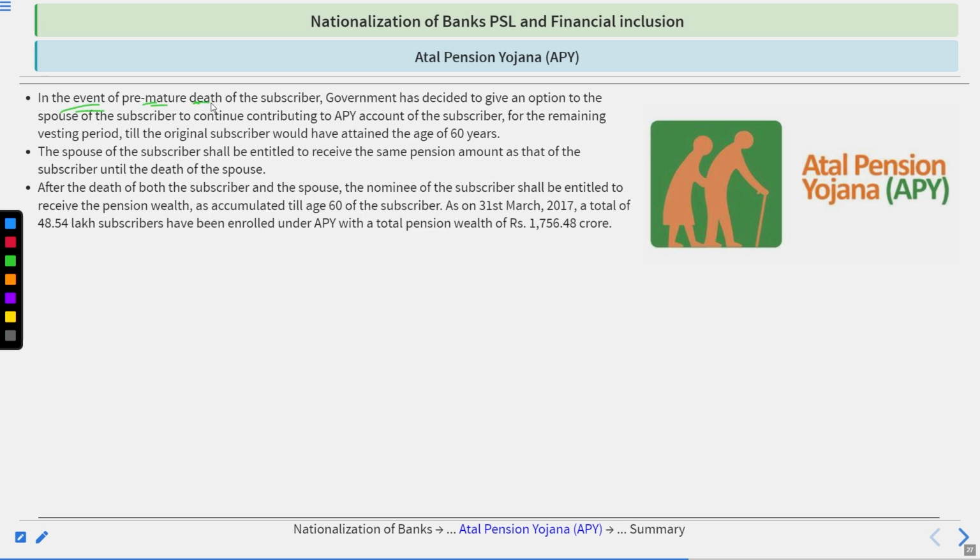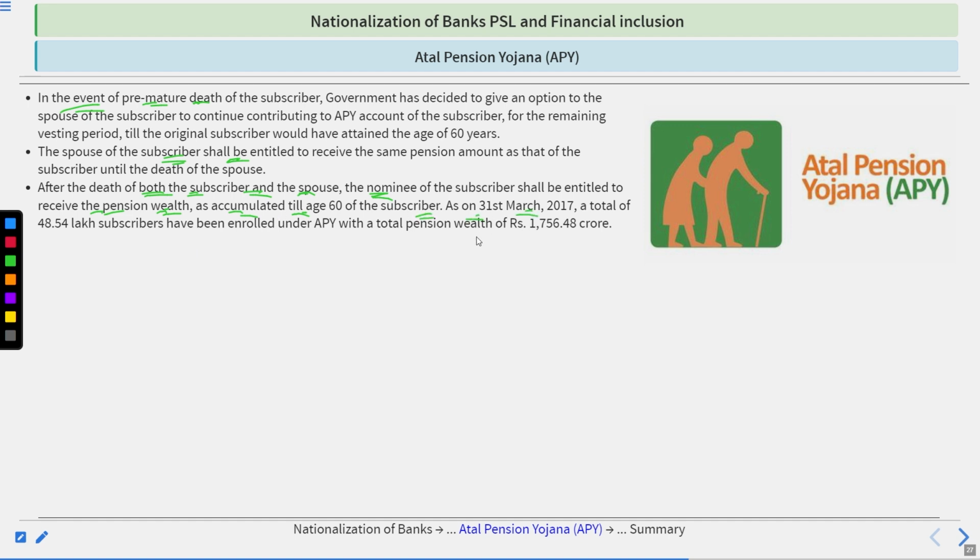In the event of premature death of the subscriber, the government decided to give an option to the spouse of the subscriber to continue contributing to the APY account for the remaining vesting period, till the original subscriber would have attained the age of 60 years. The spouse of the subscriber shall be entitled to receive the same pension amount as that of the subscriber until the death of the spouse. After death of both the subscriber and the spouse, the nominee of the subscriber shall be entitled to receive the pension wealth as accumulated till the age of 60 of the subscriber.